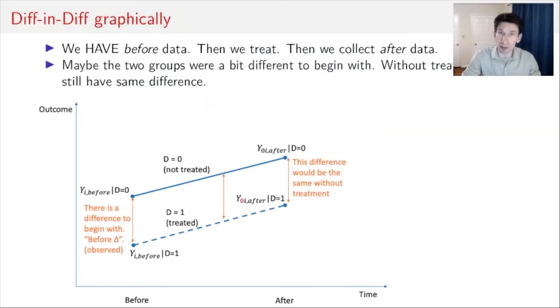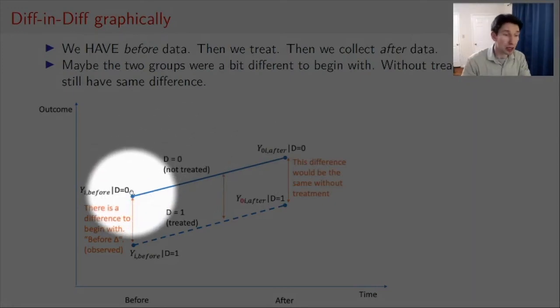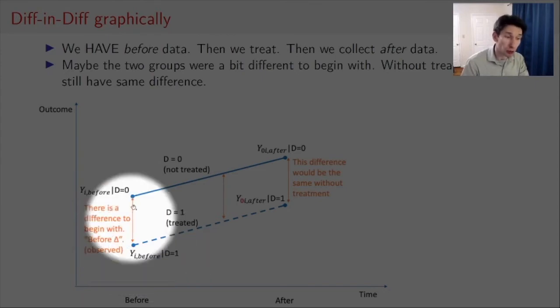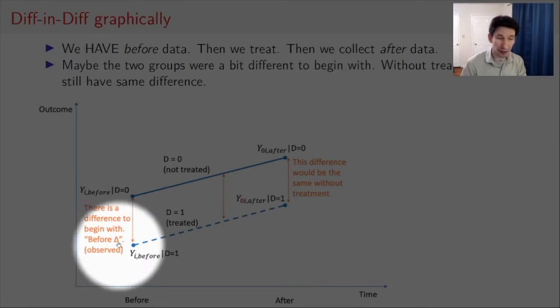So let us look at this picture. This is the basic setup for a difference in difference specification. You have the before data, you have the after data, and you treated sometime in between the two data collection events. Now, maybe the two groups were a bit different to begin with. This is seen by the difference between yi before for the control group and yi before for the treated group. We see that there is a difference. Let us call this the before delta.